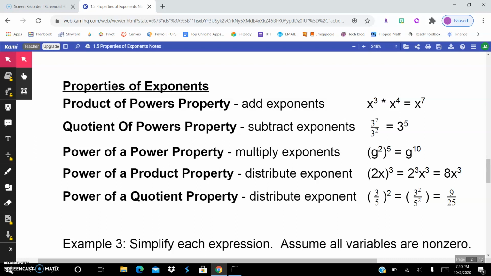And then the power of a quotient property is similar, except you have division inside of the parentheses. You still have to distribute that exponent. So 3/5 raised to the 2nd power. That 2 goes to the 3 and the 5, so you'd have 3 squared over 5 squared, which would simplify down to 9 over 25.